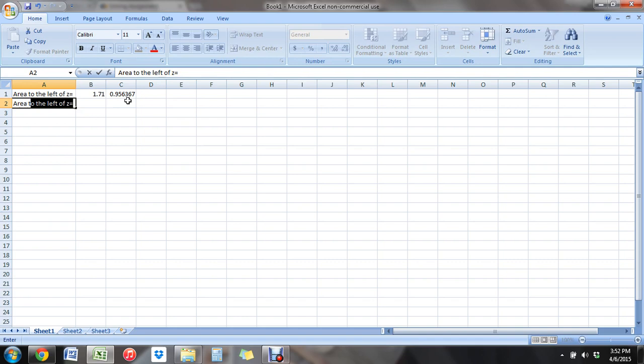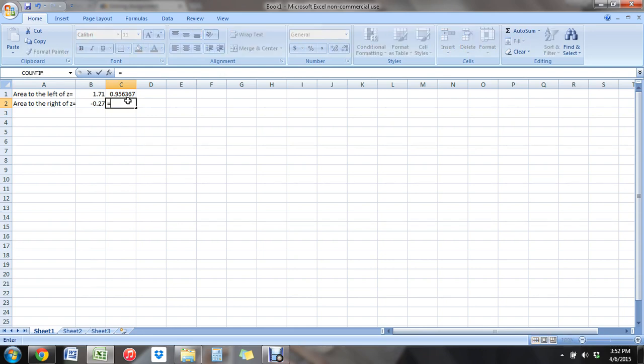Let's also do the area to the right. Let's do the area to the right of negative 0.27. Just as if we were doing this with a table, the formula in Excel gives us the area to the left. We want the area to the right.